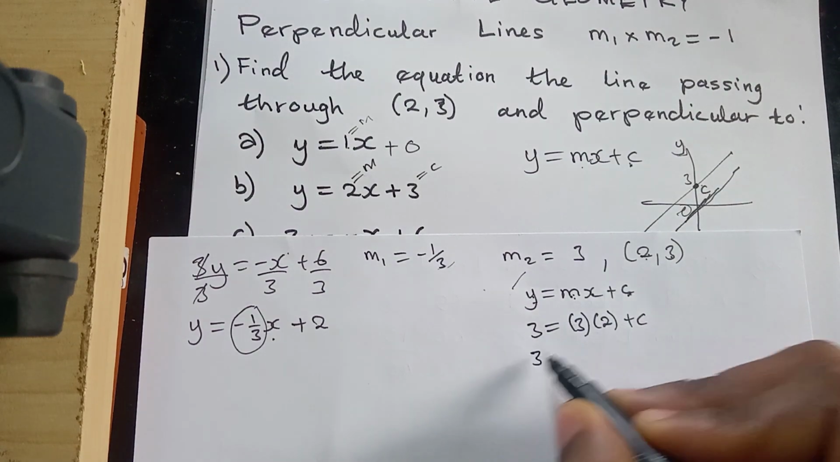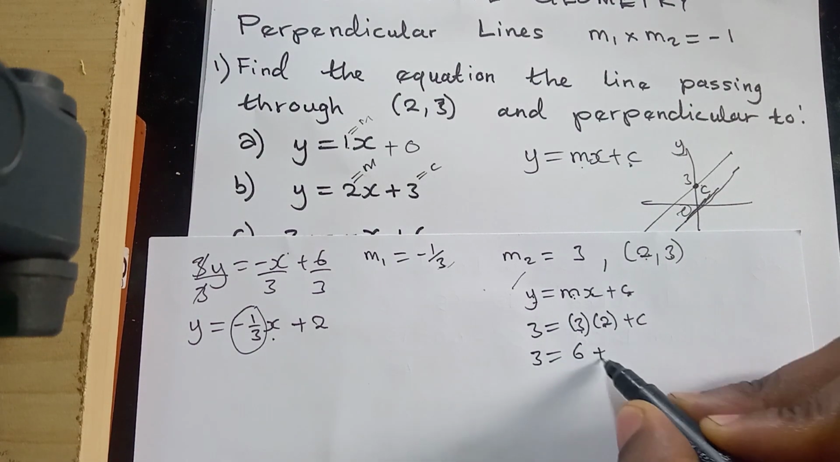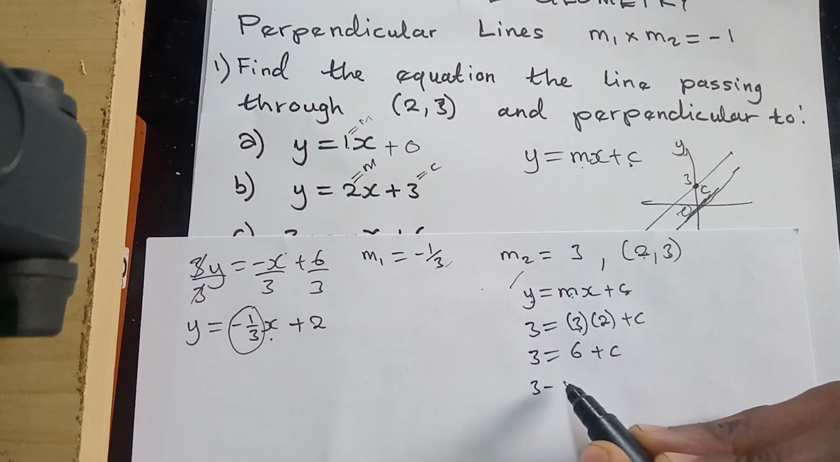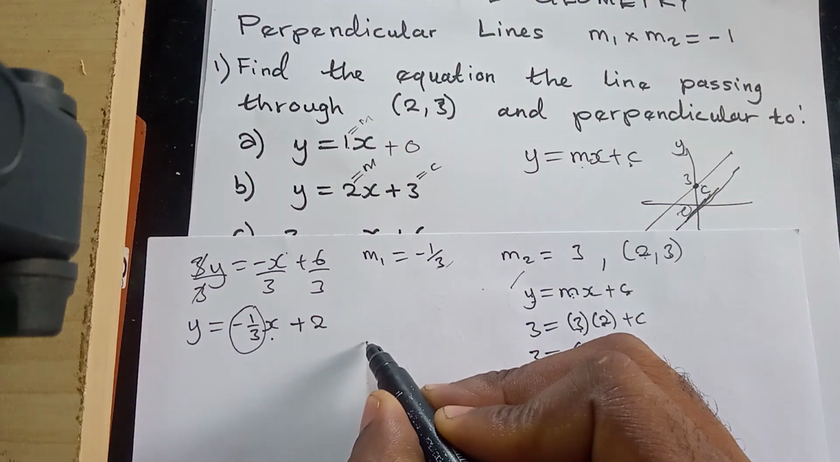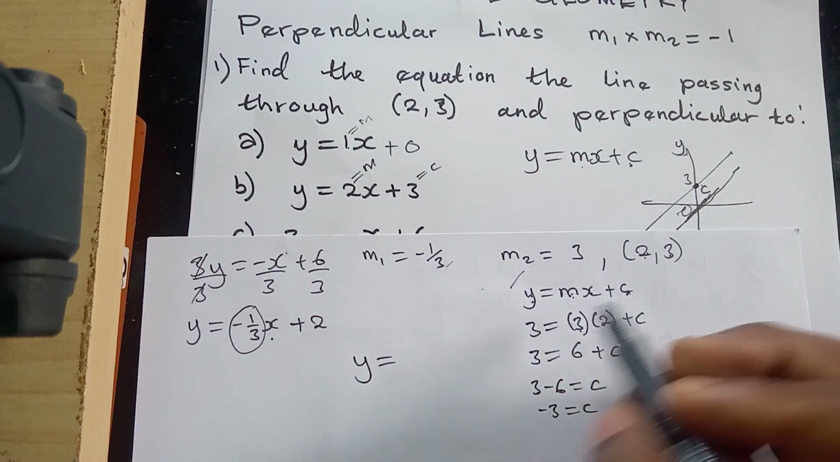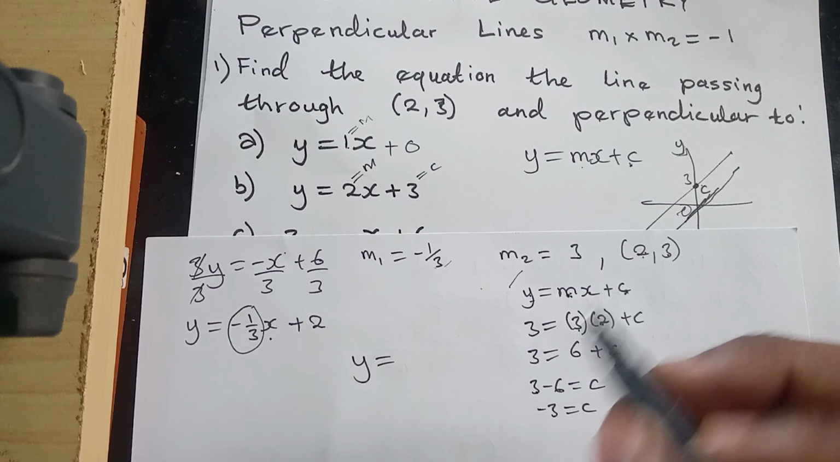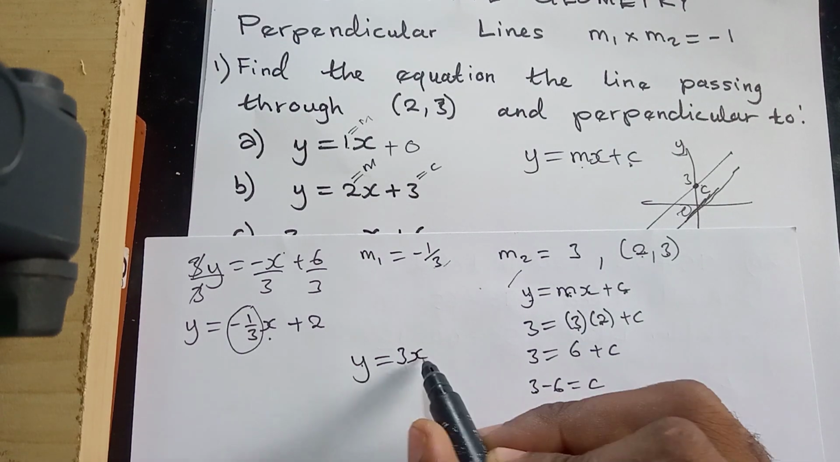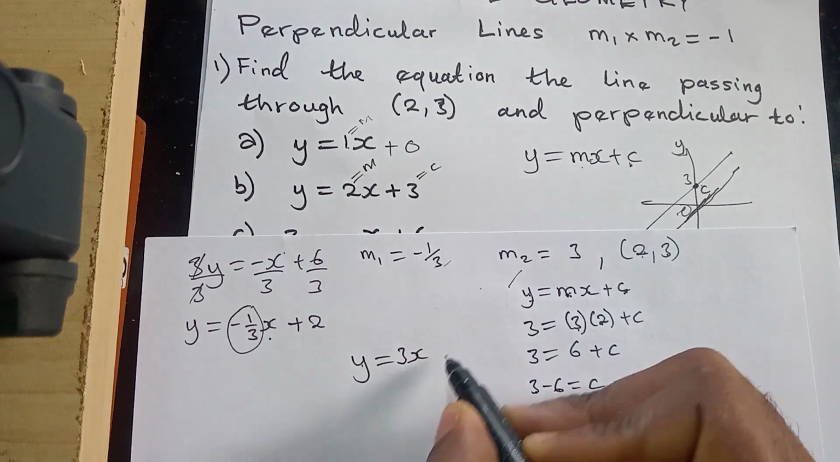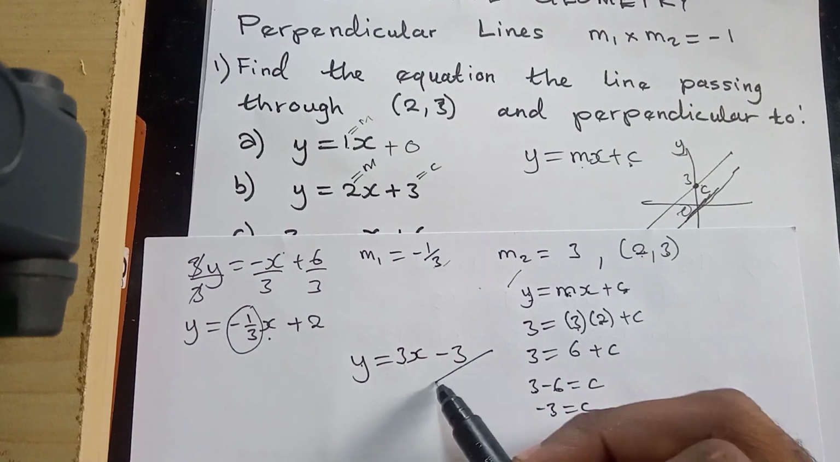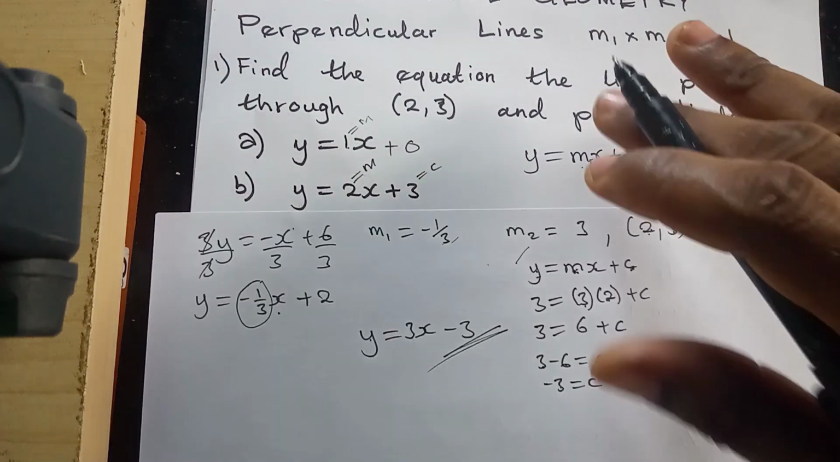Let's solve for c. This times this will be 6 plus c. Then when you take the 6 to the other side, you have 3 minus 6, which is negative 3. So our c is negative 3. That means the equation will be y is equal to, you know your m, this is 3. You leave your x and y as they are. And then we know that our c is negative 3. So this is the equation we're trying to find.